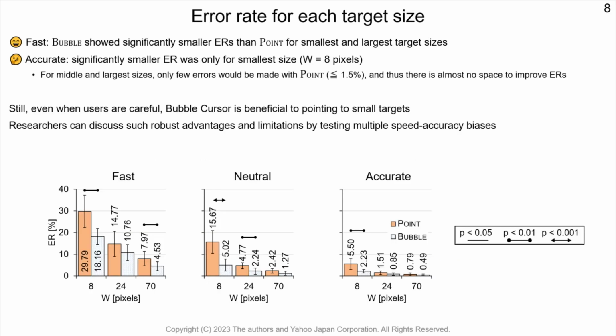We analyzed the error rates in more detail. Under the fast condition, bubble cursor showed significantly smaller error rates for the smallest and largest targets. But under the accurate condition, a significantly smaller error rate was observed only for the smallest target. This is a limitation. Still, under any bias, we confirmed that bubble cursor is a beneficial technique for small targets. Using multiple biases enables researchers to discuss such advantages and limitations.